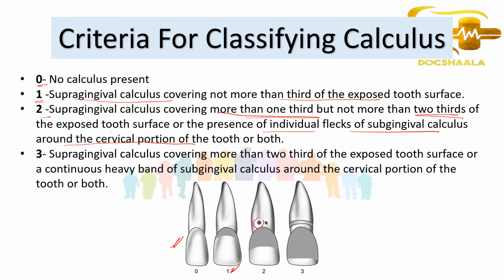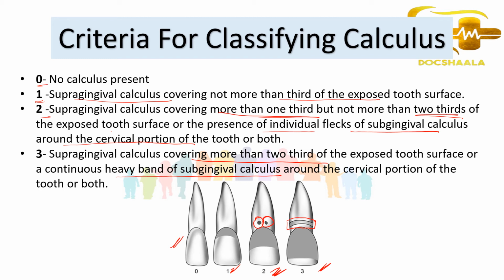So subgingival calculus is also scored as number 2 if it is individual flecks, but if it is a heavy band of subgingival calculus, it is given number 3. Okay, and number 3 is also given to the crown where the calculus is covering more than 2/3. So here you can see a heavy band of subgingival calculus. So this is how we calculate the calculus index.